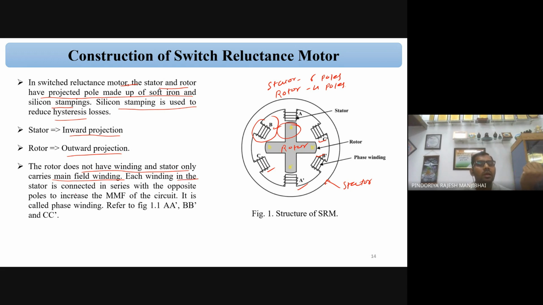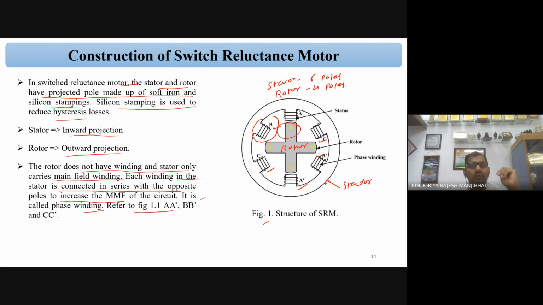Each winding of the stator is connected in series with the opposite pole to increase the MMF. It is called the phase winding, referred to in figure 1. Correct? Referred to figure 1.